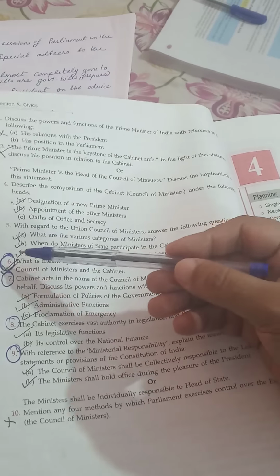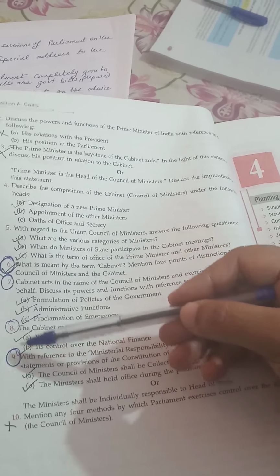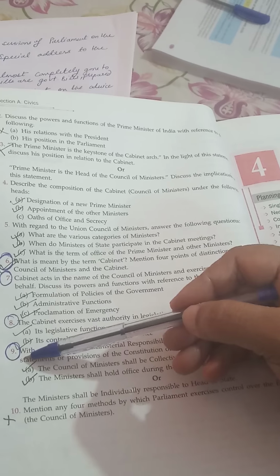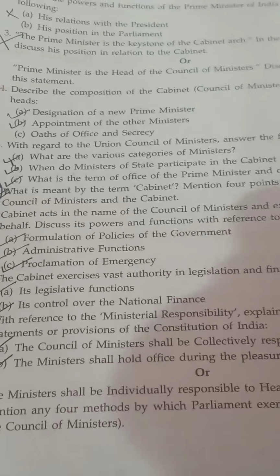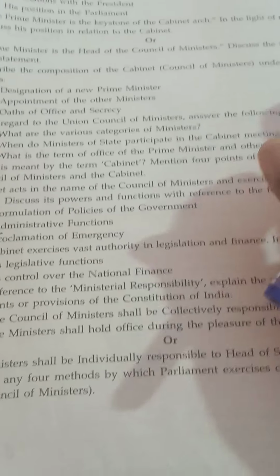So in the structured questions, question numbers 6, 7, 8, 9, these 4 questions you will have to do, and short answer type questions I have already told you. But again and again I am telling you, read each and every line from the book.